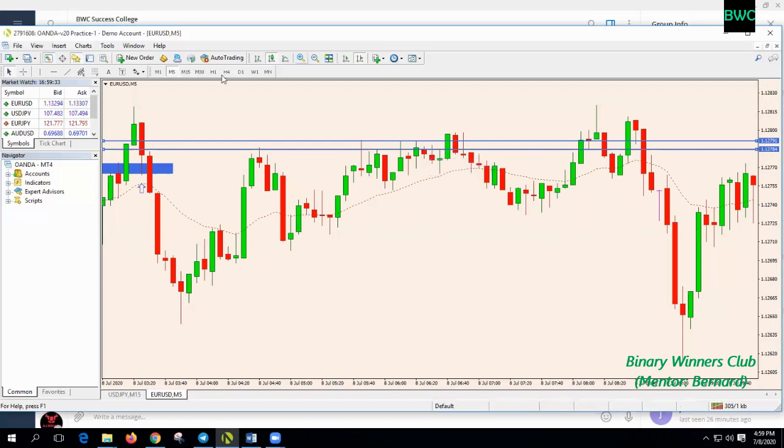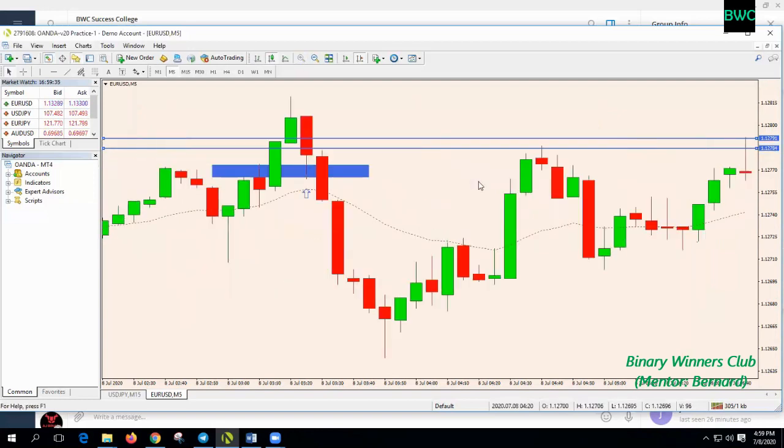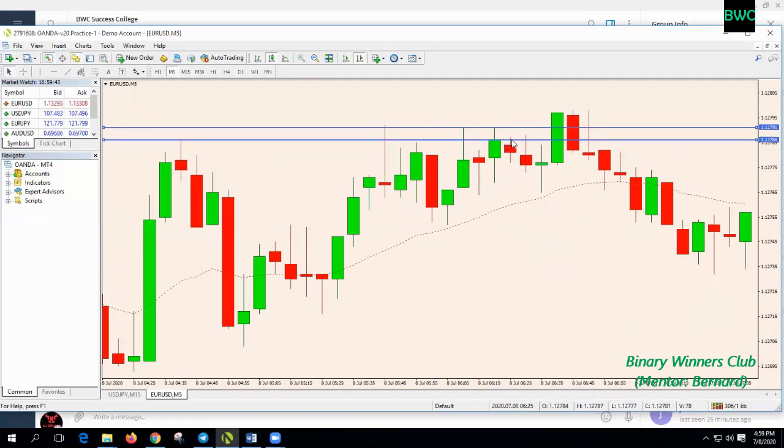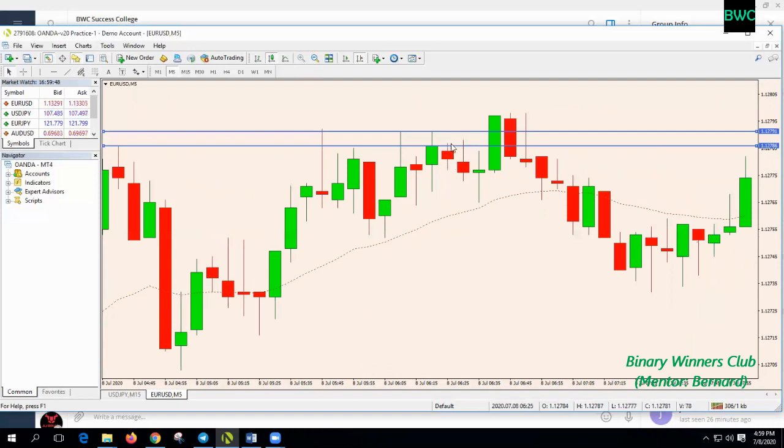Let me zoom it again like this. Okay? So we have this and we have this. So this is where the body is. You know, sometimes you have to zoom to see things clearly. This is where the body is, and this is where the wick is. And so what you are expecting is the market will close above the zone and come test the level. And you buy the setup.